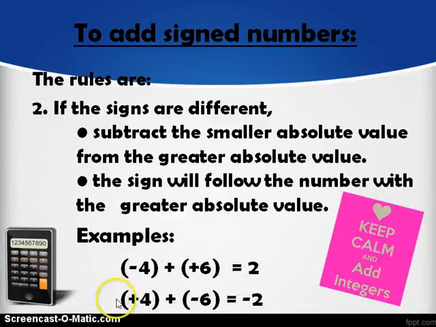Then example B, if we have positive 4 and negative 6, they are different signs, so we have to subtract the numbers. So 6 minus 4 is 2. And the sign of the bigger number is negative. So we have to carry the sign of the bigger number. So our sign will be negative. So the answer is negative 2.